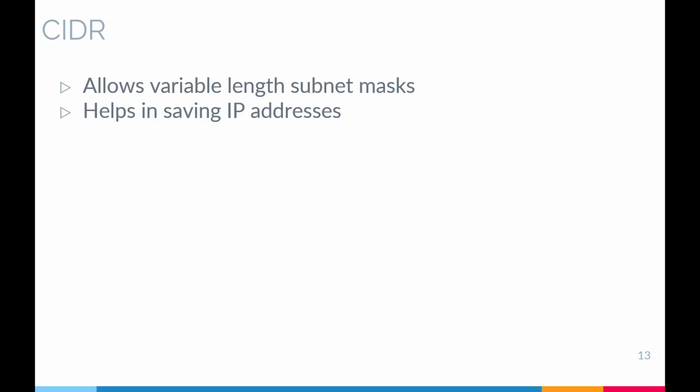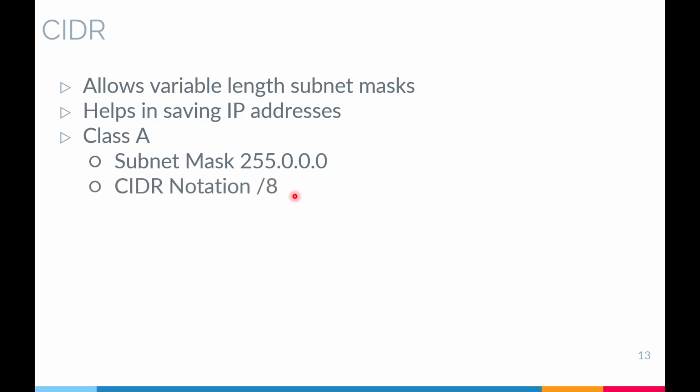Now, if we see class A, we have a subnet mask of 255.0.0.0. Now, if we had to express this in the form of CIDR, now CIDR is also a notation, and it also allows you to have a variable length subnet mask. So if we were to represent this in the form of CIDR notation, we would express it as /8, which means that the network portion should be 255. So /8 tells you the network portion.